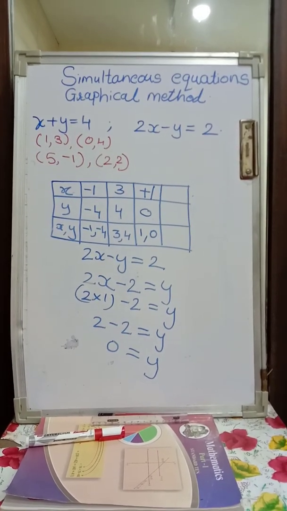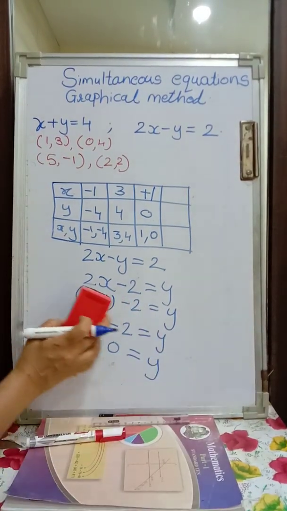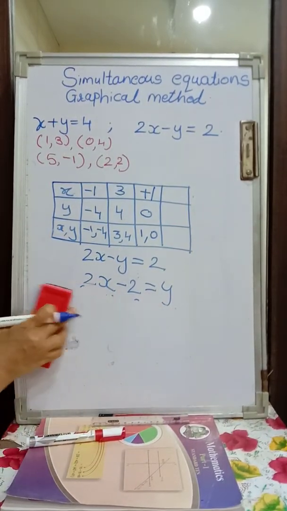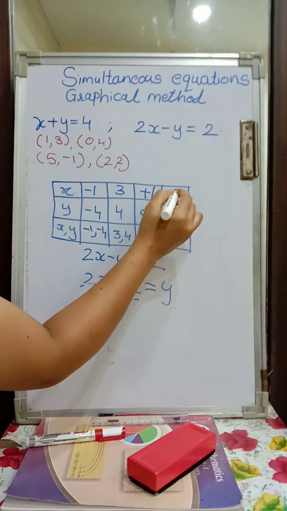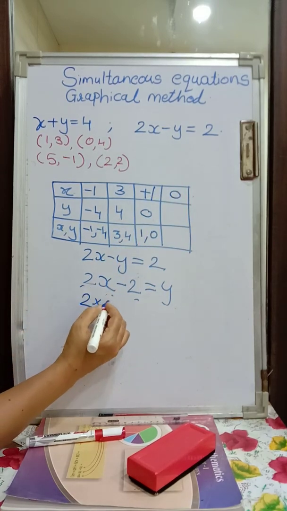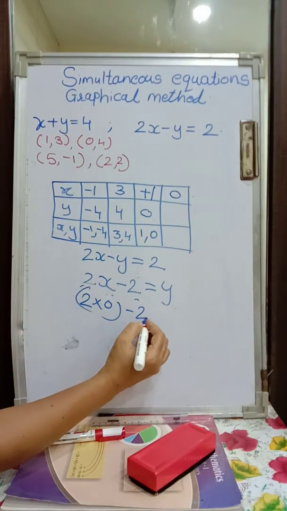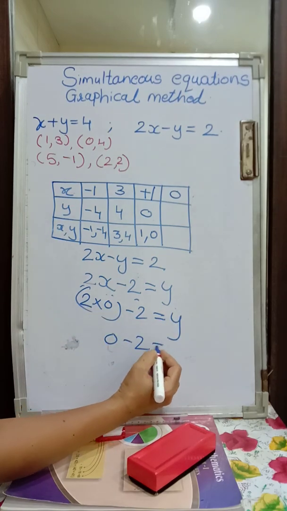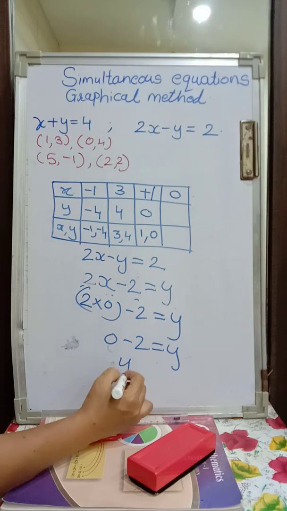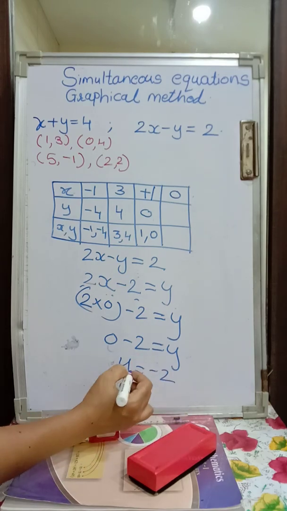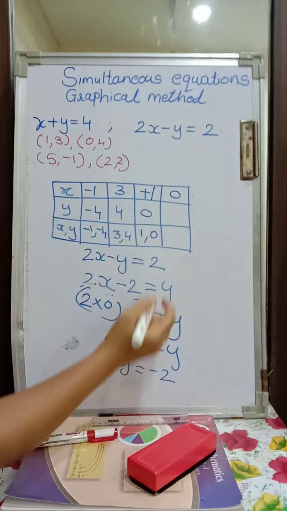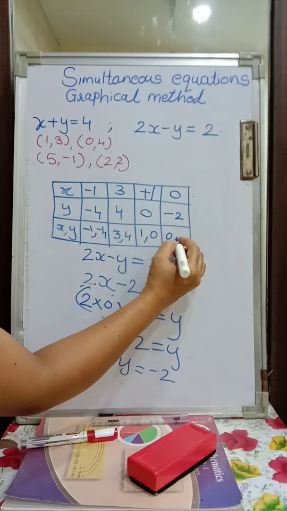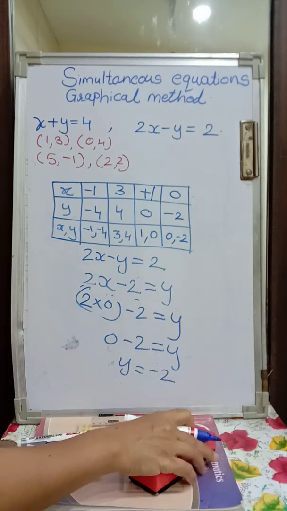Now let's try with x value as 0. I am putting x equal to 0. Now I am putting here 2 into 0 minus 2 will be equal to y. So 2 zeros are 0, minus 2 will be equal to y, and therefore y will be equal to minus 2. So when I have x as 0, y is coming as minus 2. So my coordinates are 0 comma minus 2.